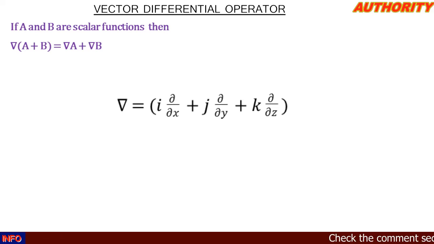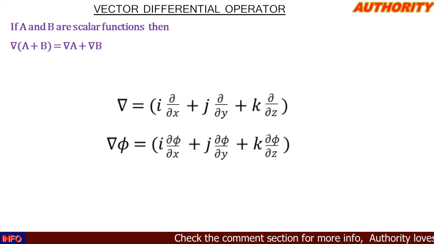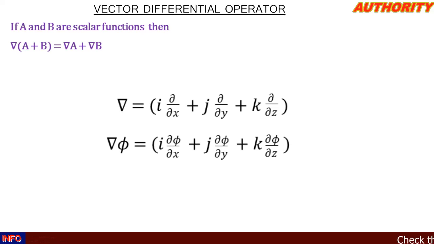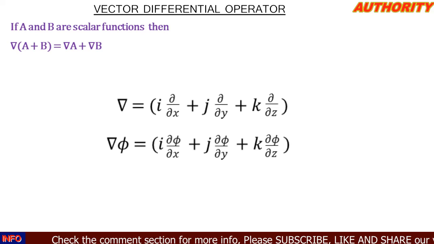Now for instance, let's say we have a scalar quantity phi. For us to find the gradient of phi, or grad phi, it is the partial derivative of phi with respect to x on I component, plus the partial derivative of phi with respect to y on j component, plus the partial derivative of phi with respect to z on k component. Do you understand this? Partial derivative of a scalar function with respect to x, y, and z on I, j, k components. Good. Now let's go.